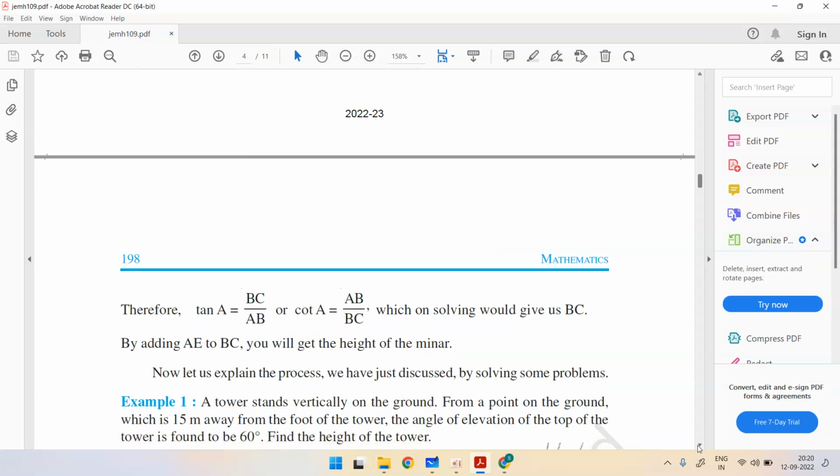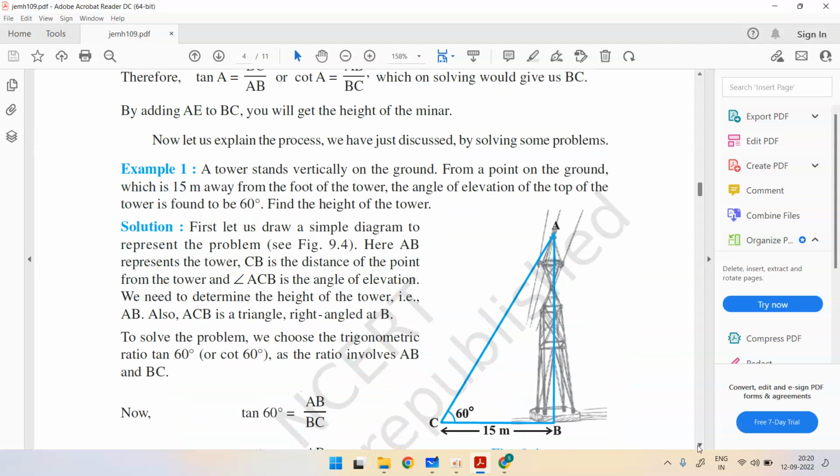Example number one. A tower stands vertically on the ground. From a point on the ground 15 meters away from the foot of the tower, the angle of elevation of the top of the tower is found to be 60 degrees. Find the height of the tower. How will you calculate the height of the tower?